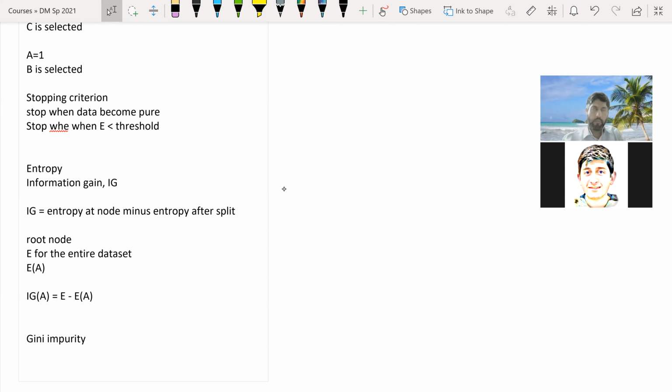Of course, Gini is a measure of impurity, just like entropy is a measure of impurity. So it is not information gain. It is similar to entropy, not information gain. So Gini is computed in this way. 1 minus sum over all the possible classes K, let's say, P K square. ठीक है?